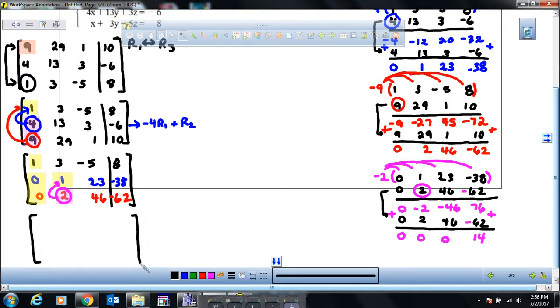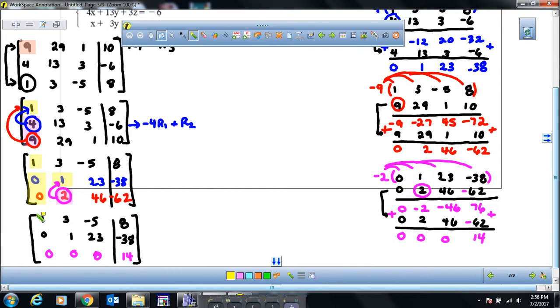Let's put it down on the last row, which is 0, 0, 0, and 14. And I'm just going to bring down everything else, which is 0, 1, 23, negative 38, and the top is 1, 3, negative 5, and 8. So we already got the first 4 steps in the process. We made that a 1, we made the bottom ones zeros, we made that a 1, we made the bottom one 0, and then the 5th step in the process, we need to turn that 0 into a 1.